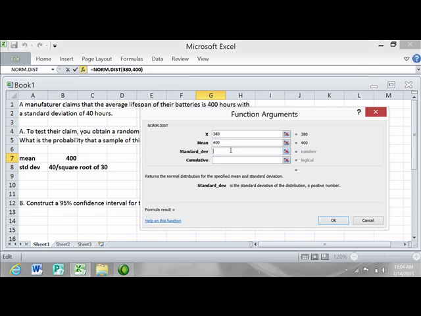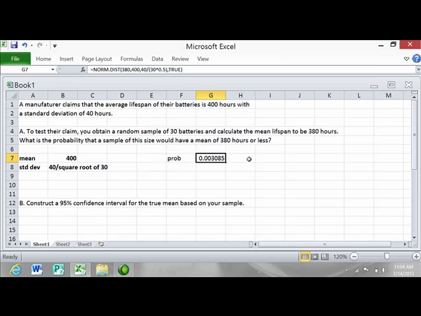The standard deviation now is not 40. Remember, it's going to be 40 divided by the square root of 30. So 40 slash, in parentheses, 30 raised to the 0.5, the square root of 30. So the standard deviation is actually 7.3. Cumulative, true. Our probability that we would have a mean of 380 hours or less from a sample of size 30 is 0.003. Very small.